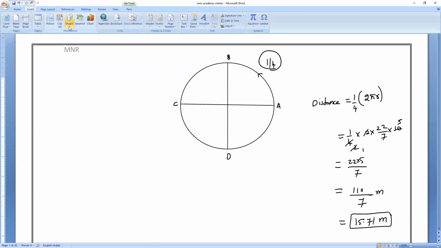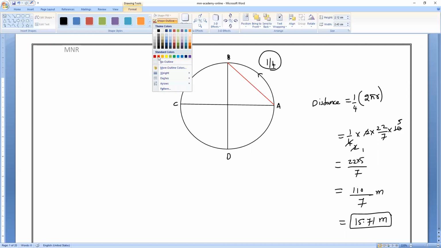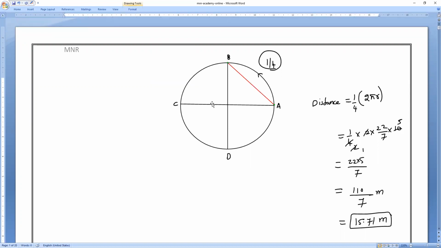Next, they are asking for displacement. So what does displacement mean, guys? We all know displacement means the shortest path between the initial point and the final point. So this is our initial point and final point. Now they are asking what is the displacement. Displacement is the shortest path. So what theorem will we apply here for finding the displacement? We'll apply the Pythagoras theorem.